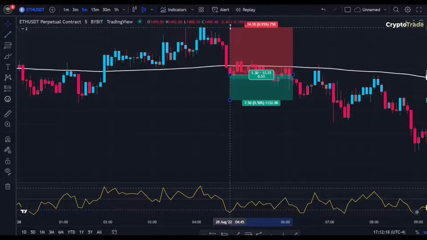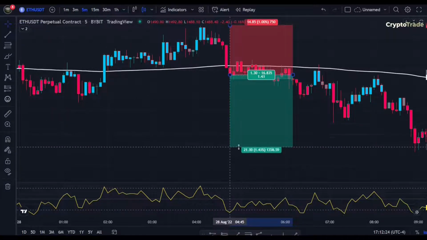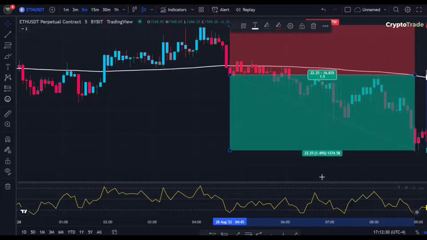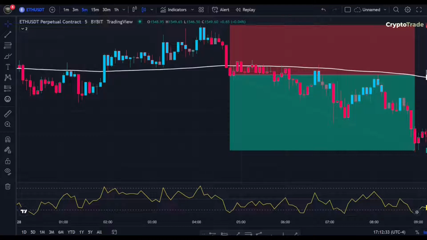Place the stop loss above the nearest swing high. The risk to reward ratio will be set to 1 to 1.5. The market reached the target and the trade was automatically closed with profit. Let's look for the next trade.